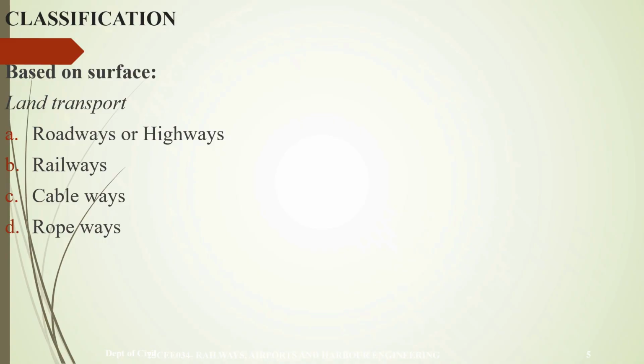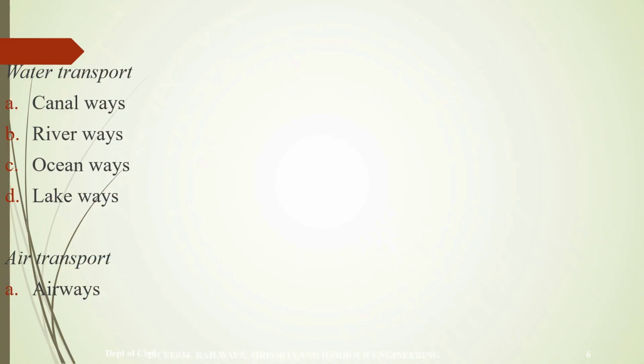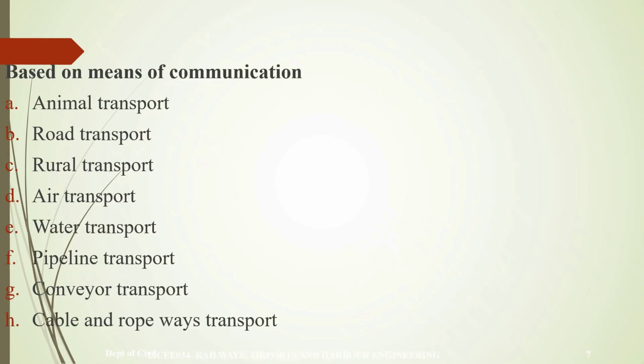So here are the classifications. Based on the surface, we classify the transportation system into land transport, which is roadways or highways, and then railways, cable and ropeways. The next classification is the water transport system, which has different classifications such as canalways, riverways, ocean and lakeways. And the final one is air transportation classification, which is nothing but airways.